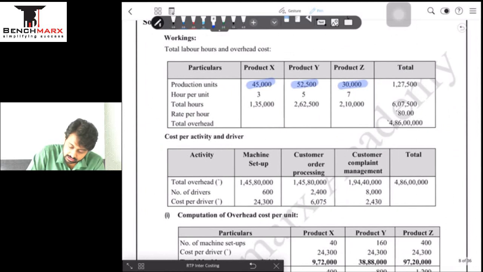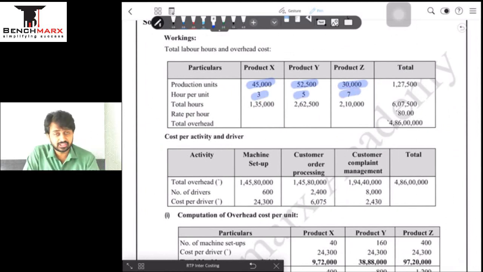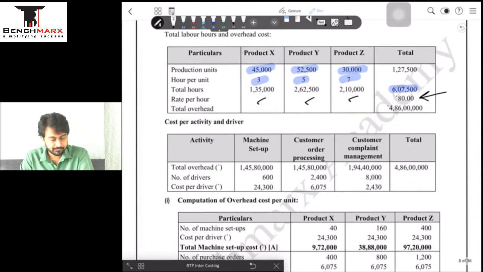Then number of hours is 3, 5 and 7. This is not directly given, but using my labor cost per unit and labor rate per hour, I will get my number of hours. I got my gross hours as 350, 135, 262, 210. This is my total hours. And as I said, the ICAI has used the rate per hour. They have not given any reasoning or note as to where 80 came from, but for you guys in the exam it is important to prove why it is 80.